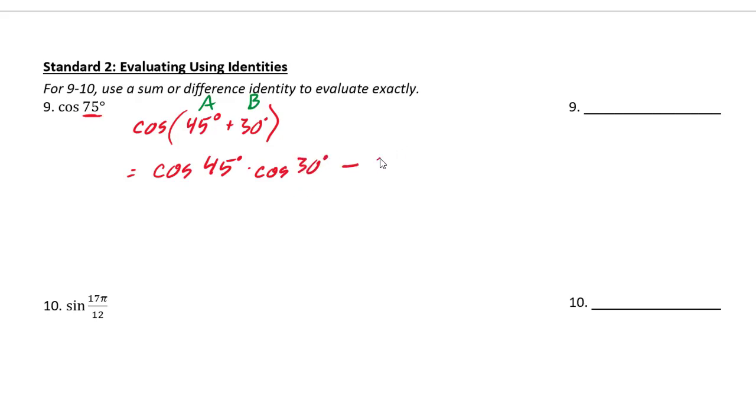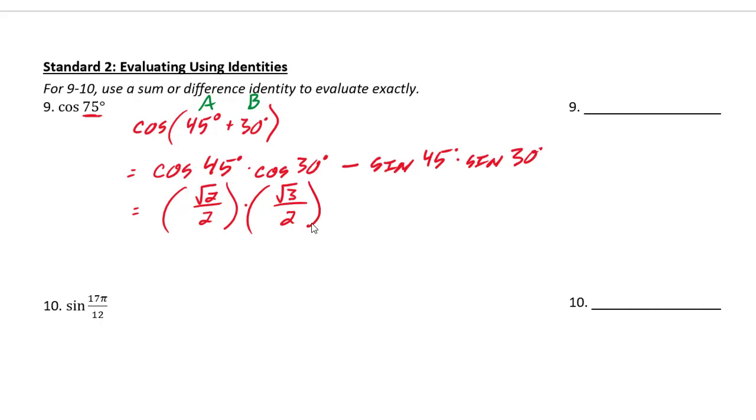And then I subtract sine of each angle. So sine of 45 degrees times sine of 30 degrees. At this point, it would just be replace each of these with their ratio from the unit circle. So cosine of 45 degrees is going to give me square root of 2 over 2. Cosine of 30 degrees is going to give me square root of 3 over 2. Then I subtract sine of 45 degrees, which is also root 2 over 2, and then sine of 30 degrees is actually 1/2.